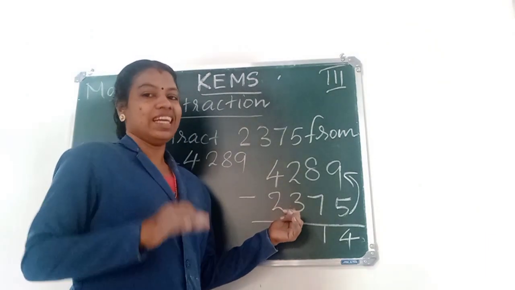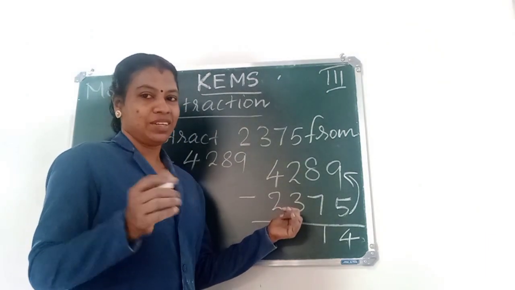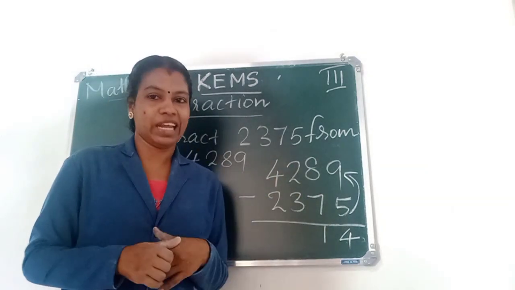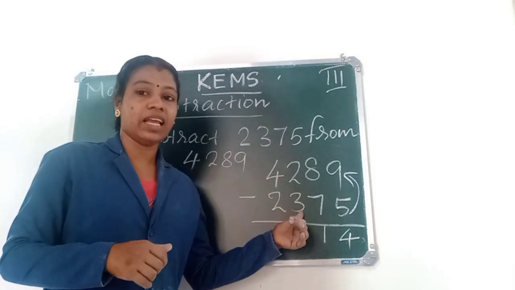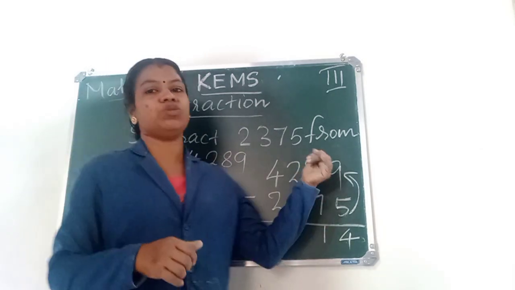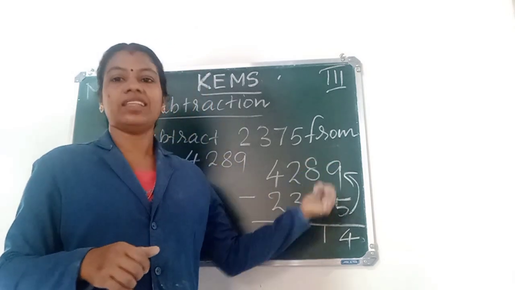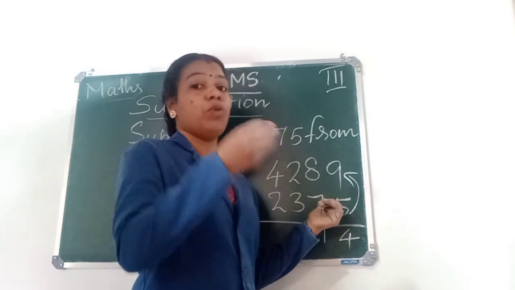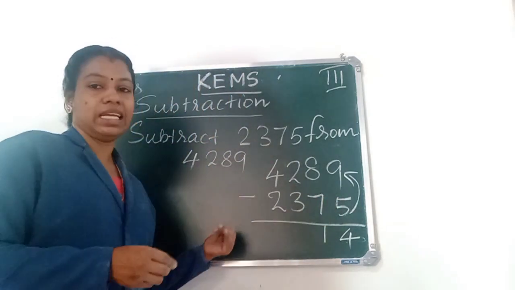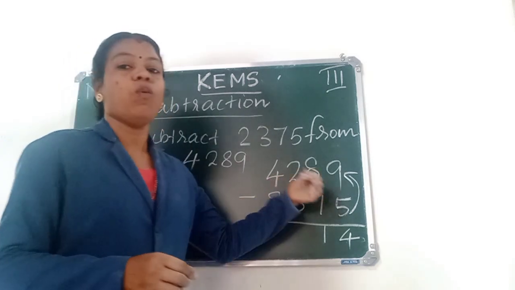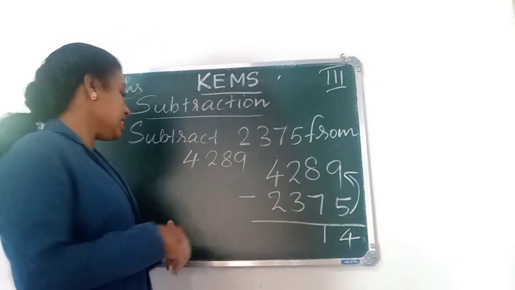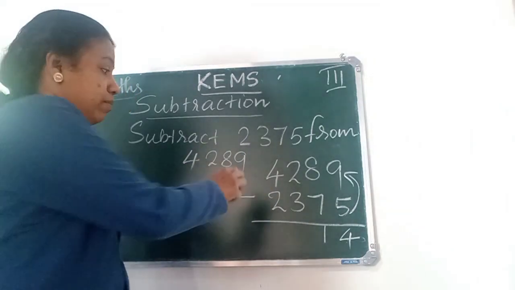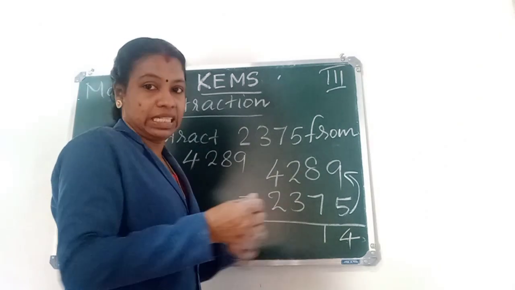Here is the problem. You all know that. Can you subtract this 3 from 2? No, never. We can't subtract 3 from 2 because 3 is bigger and 2 is smaller. So what do we do? Here we borrow one from the nearest number. Borrow 1 from the nearest number. So from this 4, we borrow 1. We take 1.